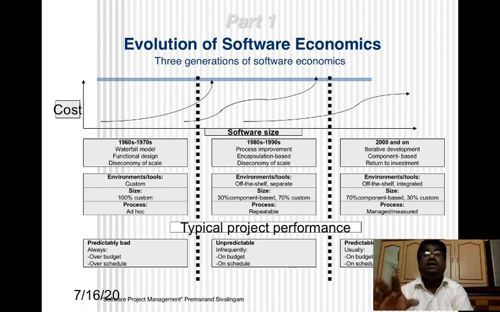So dear students, once again, it is very important. There are three generations of software economics. The first generation is called conventional. The conventional period is 1960 to 1970. The middle one, 1980 to 1990, is known as transition. Transition means it's a bridge between conventional and modern. The old one is called conventional. The latest one is called modern. In between, the middle one is called transition practice. The last one, from 2000 onwards, is known as modern practice.